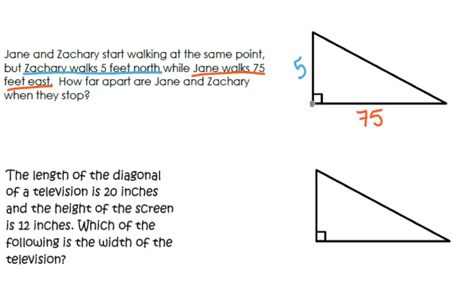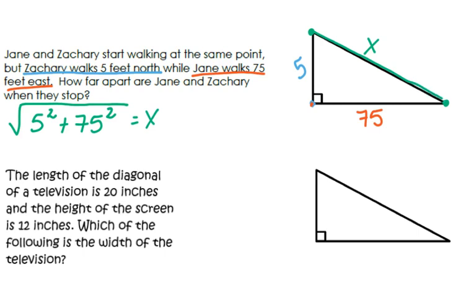So again, we're going to use the formula. We're going to do the square root of one leg squared plus the length of the other leg squared. And that's going to equal x, which is how far apart they are when they stop. Because Zach will be here, Jane will be here. So you want to find the distance between the two. So if you type all this in your calculator, the square root of 5 squared plus 75 squared, you're going to get x is approximately 75.2 feet.